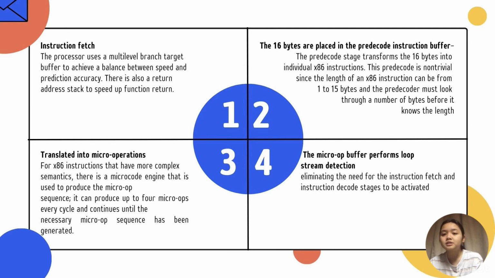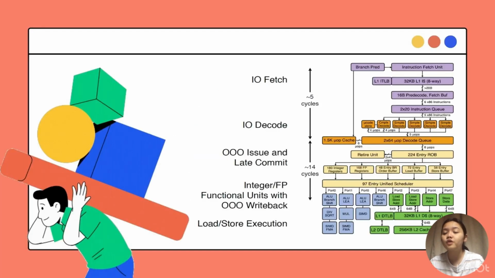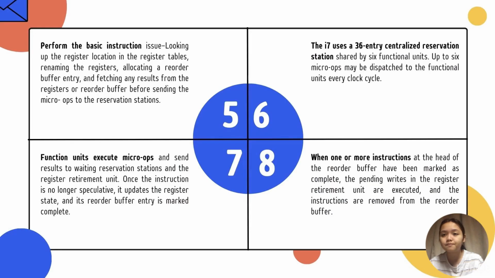For the fourth one, the micro-op buffer performs loop stream detection if there is a small sequence of instructions, less than 28 instructions or 256 bytes in length, that comprises a loop. The loop stream detector will find the loop and directly issue the micro-ops from the buffer, eliminating the need for the instruction fetch and instruction decode stages to be activated.